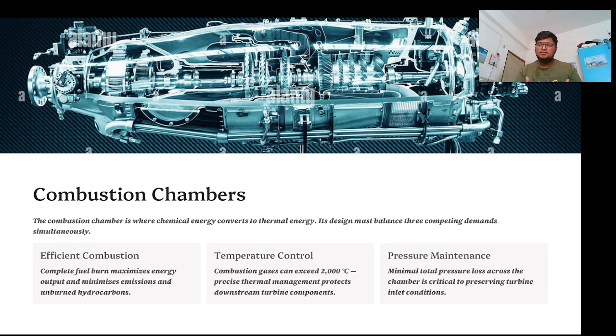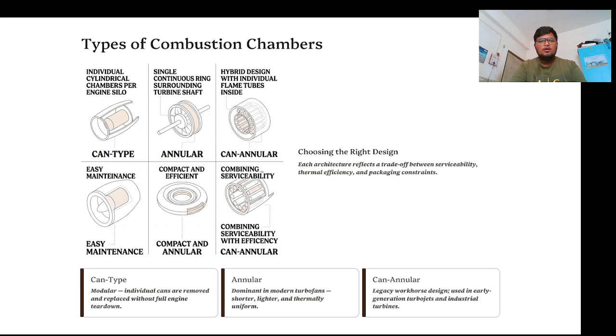Then pressure maintenance is one key factor. The total pressure in the turbine has to be maintained, which is very critical for preserving turbine engines. So there are various types of combustion chambers. First is the can type, which is an individual cylindrical chamber, and in earlier aircraft the can type combustion chamber was very common.